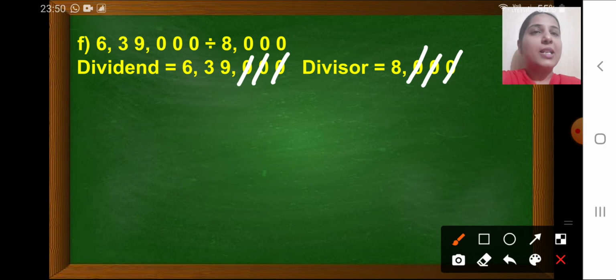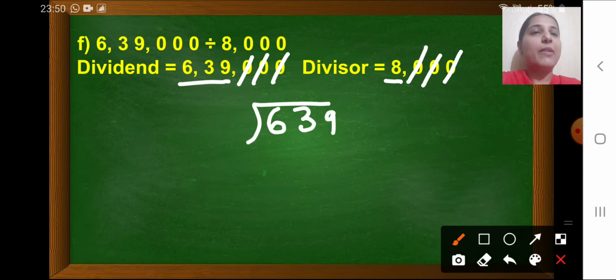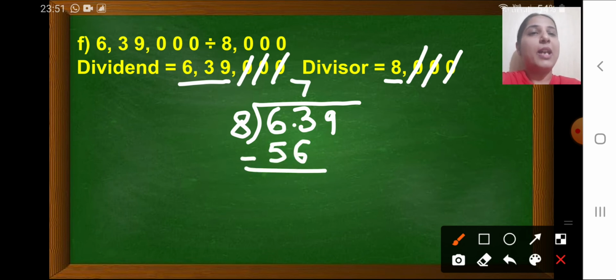Now we will divide this 639 by 8. So let's write it here, 639 divided by 8. So 8 8s are 64, that will be more than this 63, isn't it? So how many times will it go? We'll go for 8 7s are 56. Here we have to borrow because 3 is smaller. So when we borrow, we'll have 13 here. So 13 minus 6, 7, and 5 minus 5, 0.